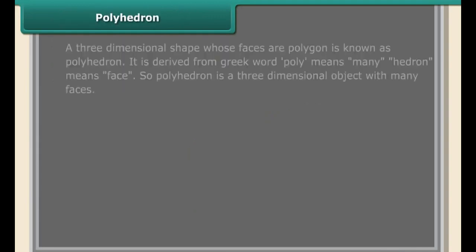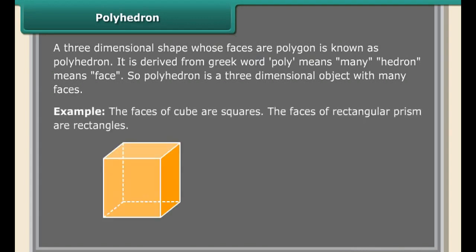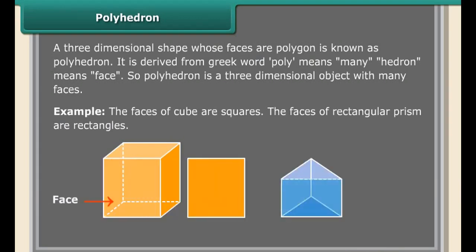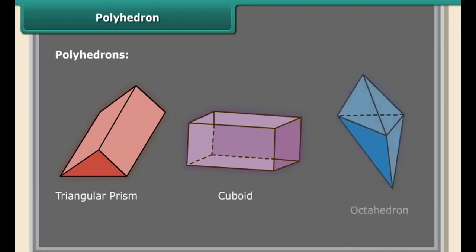Polyhedron. A three-dimensional shape whose faces are polygons is known as polyhedron. It is derived from Greek word, poly means many, hedron means face. So polyhedron is a three-dimensional object with many faces. Example: The faces of cube are squares. The faces of rectangular prism are rectangles. Polyhedrons: triangular prism, cuboid, octahedron.